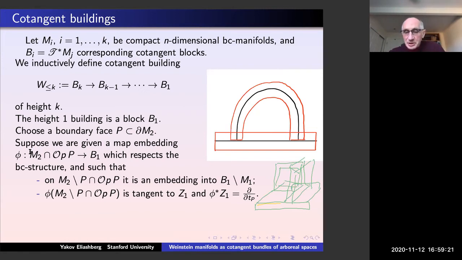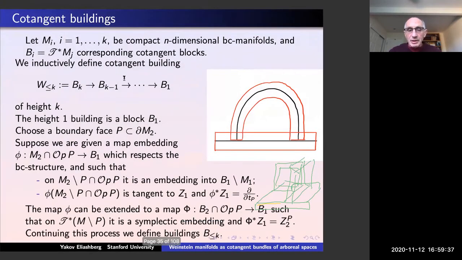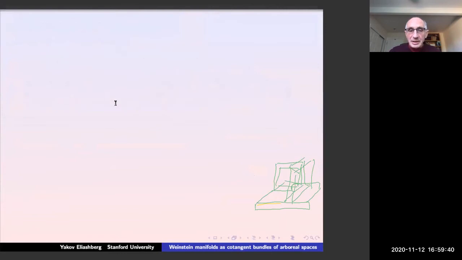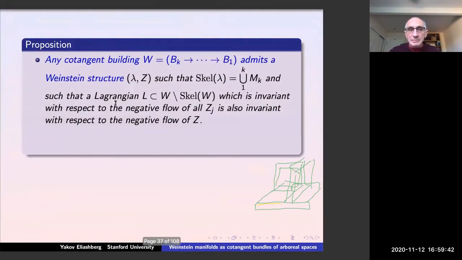And you can continue this. It's like Lego out of these blocks. You can attach one of them using this property. So in fact it's a convenient different point of view on Weinstein manifolds. And in fact, the theorem is that any cotangent building admits a Weinstein structure such that the skeleton of this Weinstein structure will be precisely the union of all these manifolds M_k.